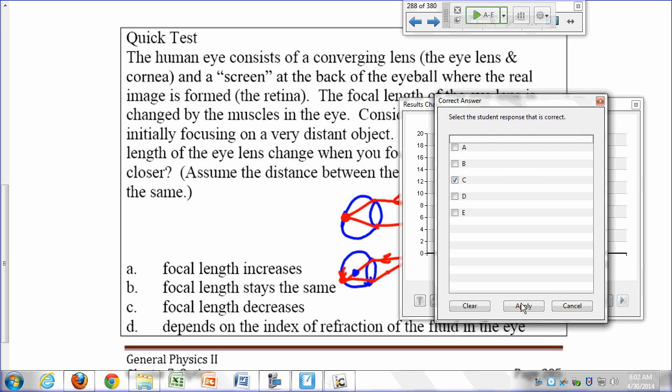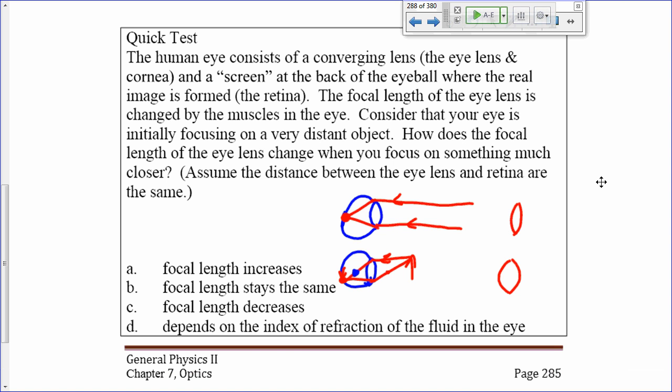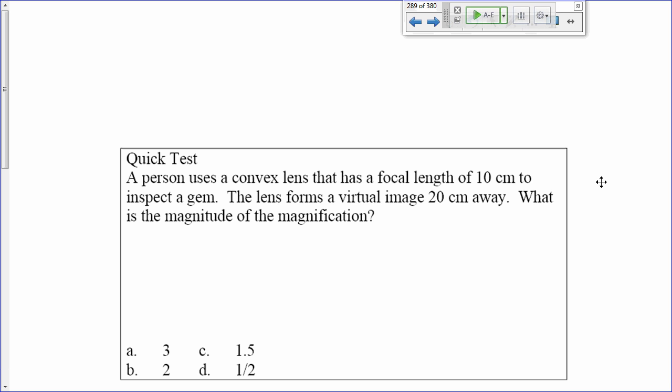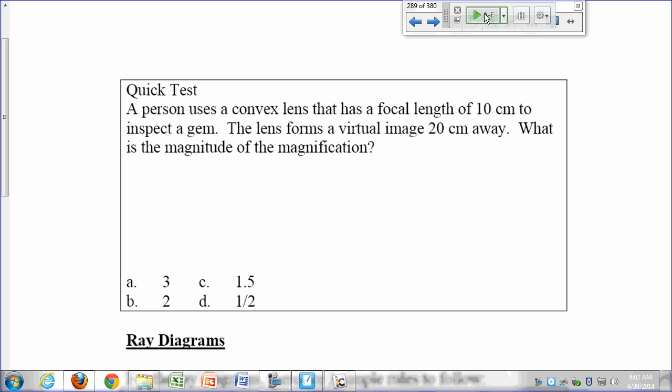Right. Hey, good job, y'all. 17, y'all are on a roll. This is not an easy chapter, but it's fairly straightforward, correct? Let's try this. There's a lot of information embedded in the language of this problem, so make sure you're careful about your signs and various things.